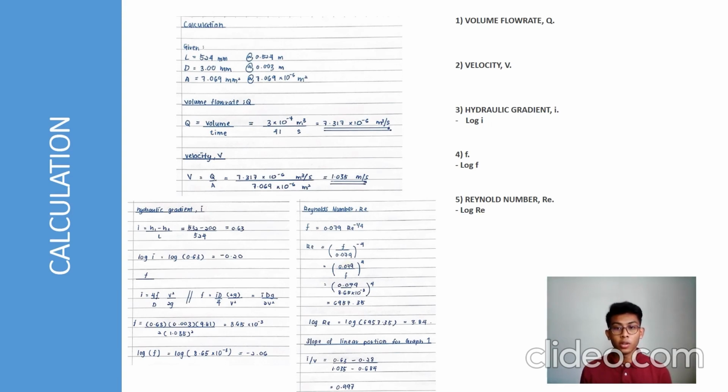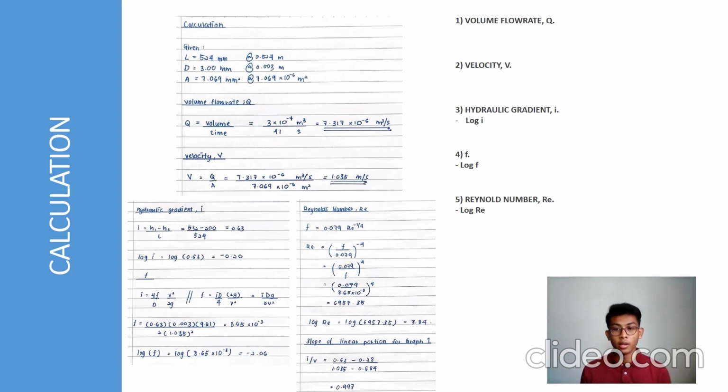For the velocity, by the formula V equals Q over A, Q is the volume flow rate that we get from above, and the area is the area given, which is 7.069 mm squared. So there we will get the value of velocity for every data.